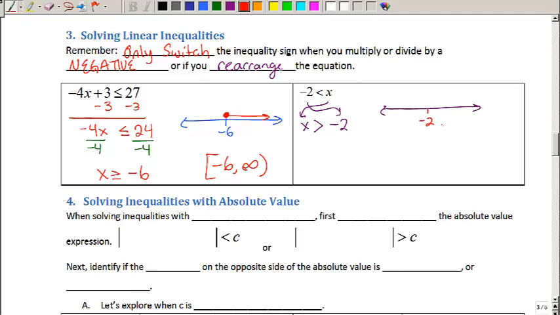Let's finish this. X is greater than negative 2. That's an open circle at negative 2. And my interval notation is negative 2, comma, infinity. I'm not allowed to include the negative 2, so it's a parentheses.